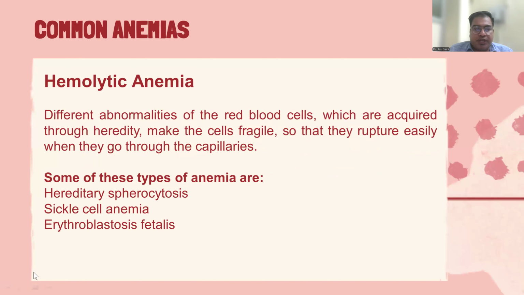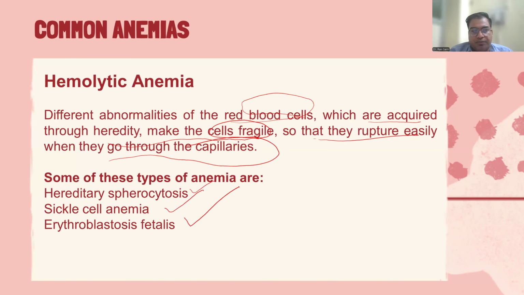It is hemolytic anemia. Different abnormalities of red blood cells, which are acquired through heredity, make the cells fragile, so they rupture easily when they go through the capillaries. Some of these types of anemias are hereditary spherocytosis, sickle cell anemia, and erythroblastosis fetalis. These come into the category of hemolytic anemia.